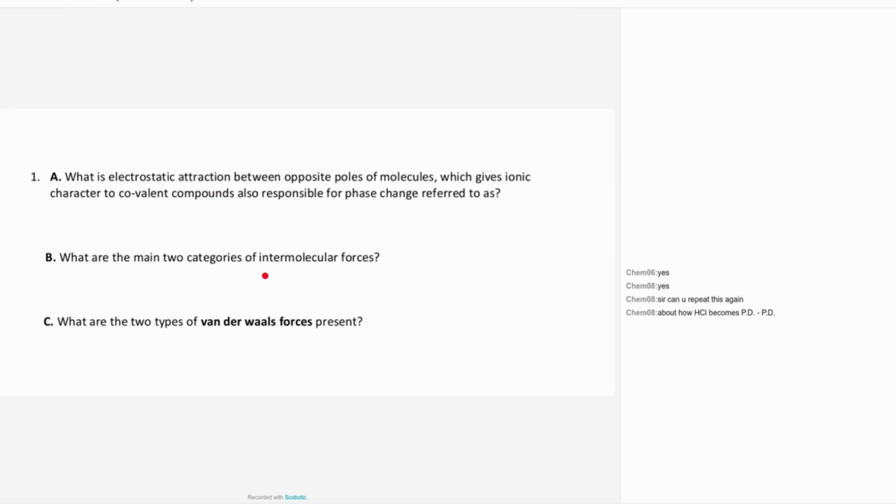What are the two main categories of intermolecular forces, right? Van der Waals forces. Make sure your spelling is correct. Van der Waals forces. And the second type, hydrogen bonds.